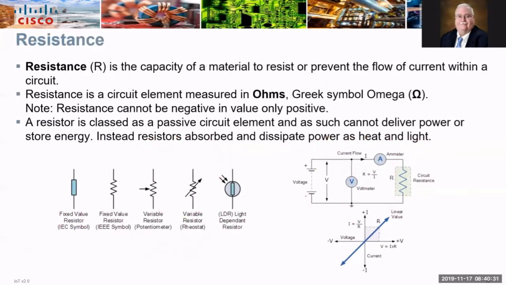Resistance is the capacity of a material to resist or prevent the flow of current within a circuit. Resistance is a circuit element measured in ohms with the Greek symbol omega. Note that resistance can only have a positive value. We will use resistance to balance the voltage in circuits and keep from damaging components.